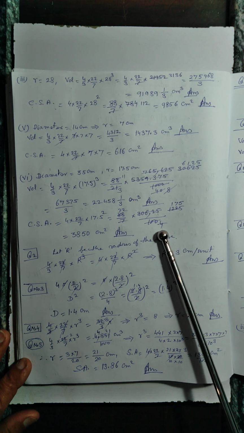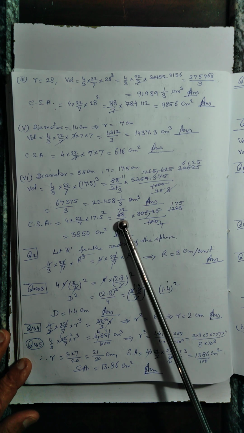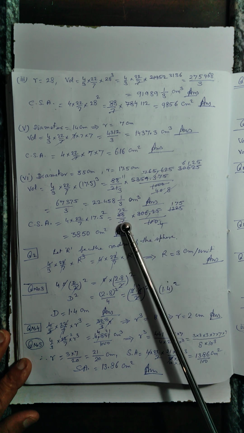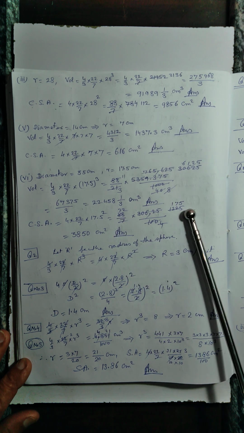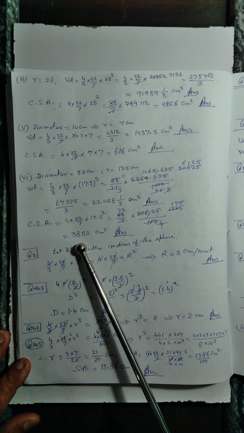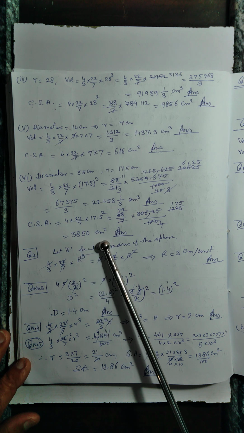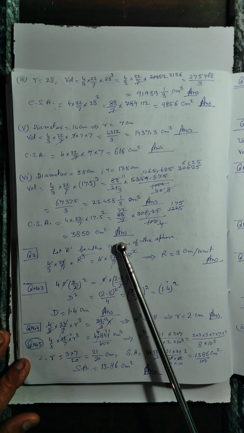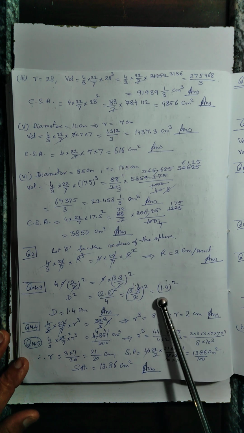1225 by 4. Here it will be equal to 4, 7 cancelled it, 22 came, here divided by 7, 175. So ultimately we got 3,850 square centimeter, and this will be the answer of the sixth part of question number 1. Now come to question number 2.